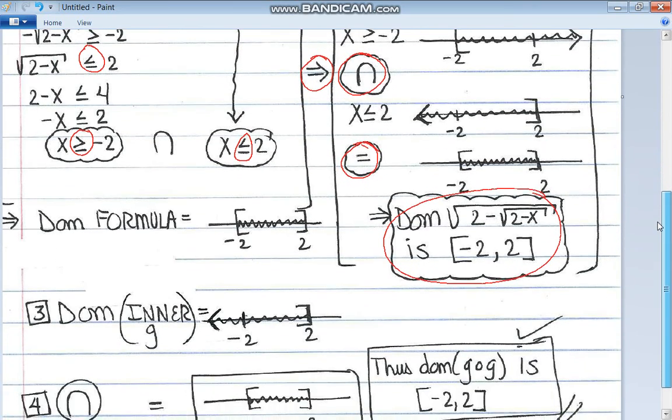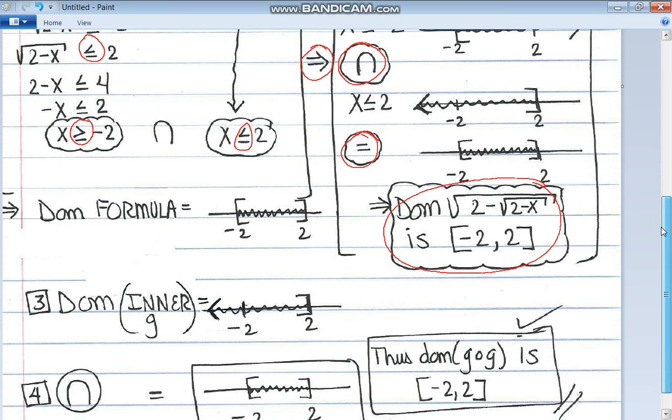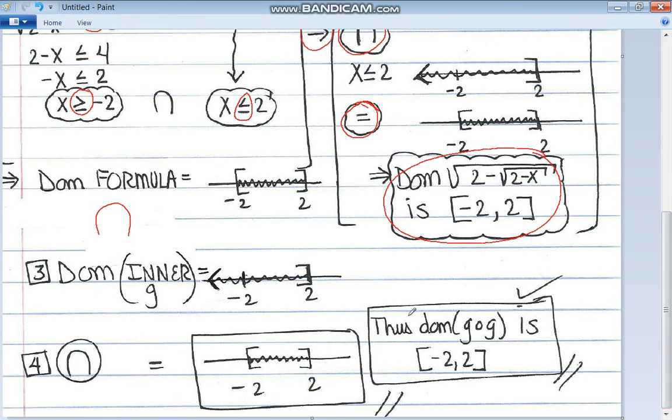So step 3 was to take the intersection between the domain of the formula with the domain of the inner function. That's what that is. And that gives us -2 to 2. So that is the domain of g composite g.